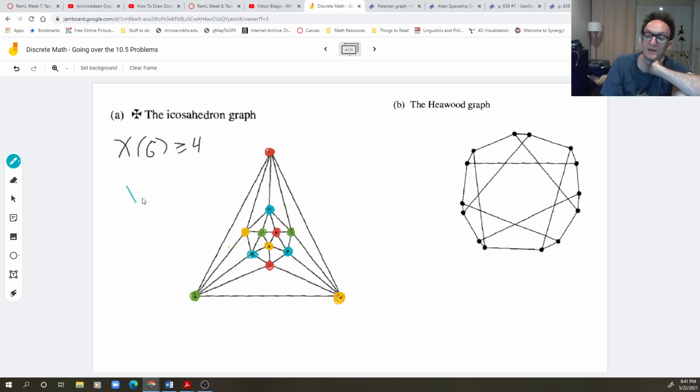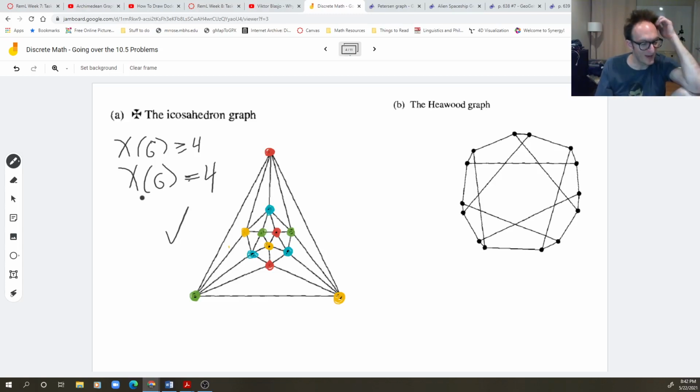Anyway, I win. And what do I mean by I win? I mean that the chi of this graph is in fact 4 exactly. Okay, 1 down, like 4 to go. I'm not sure we had to do all of these, but anyway, it's pretty fun. This is the Heawood graph. This is a famous graph.